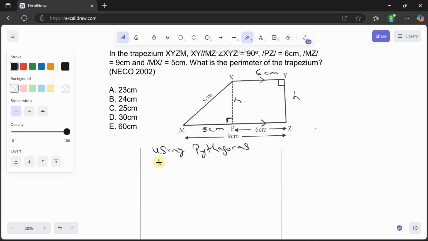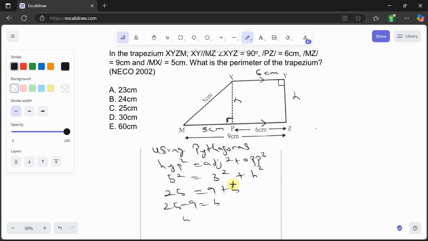we could say the hypotenuse squared is equal to the adjacent squared plus the opposite squared. Please, if it's a theory equation, before you solve any equation, always write down the equation. Hypotenuse is 5 squared, adjacent is 3 squared, opposite is h squared. So 25 is equal to 9 plus h squared. So 25 minus 9 is equal to h squared. Our h squared is equal to 16.